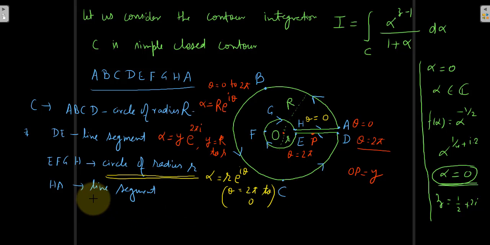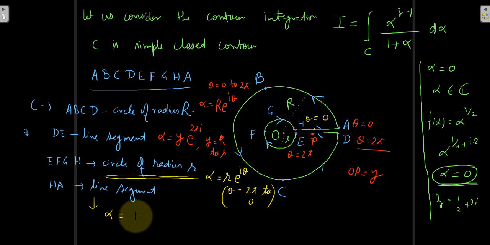Now let us come to this final fourth part of this simple closed contour, and that is again a line segment, right? So again, if you take some point P or Q, suppose the distance is y, right? Now at H theta is 0, at A theta is 0, so theta actually doesn't vary at all. So theta is a constant now, and what you can write, just pause this video and think.